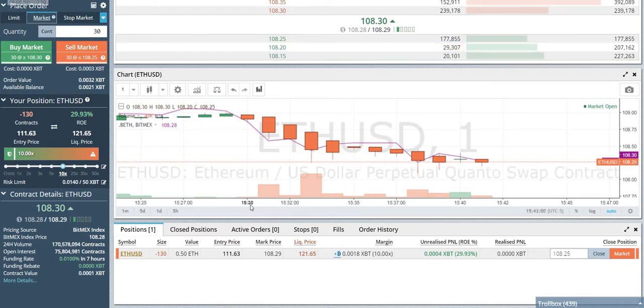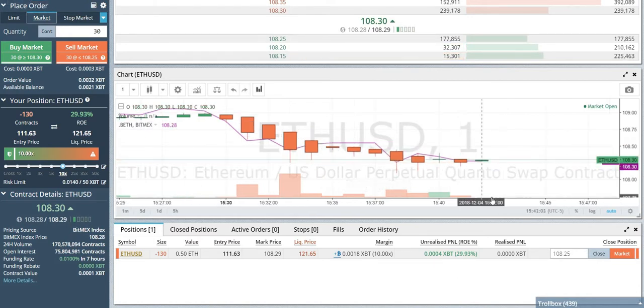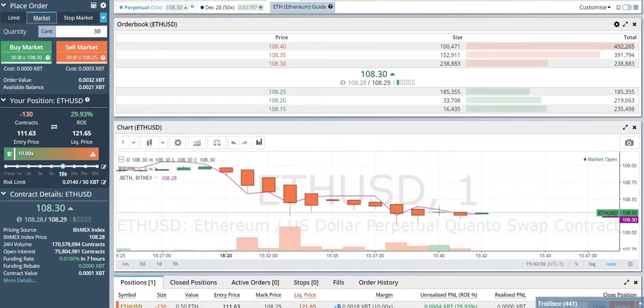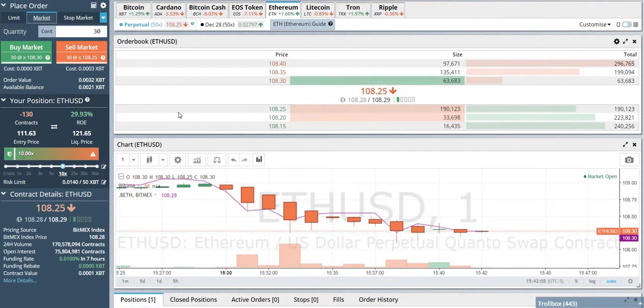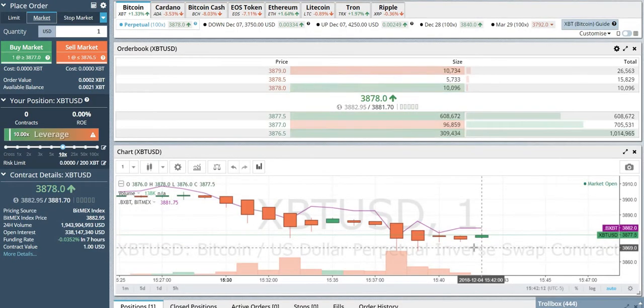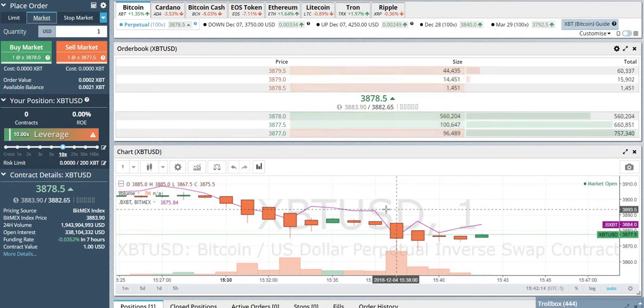So, yeah, guys, I just wanted to bring you this. I wanted to show you these live trades. And I only do Ethereum. I don't touch Bitcoin, even though it looks exactly the same, because Bitcoin will destroy you. Bitcoin goes all over the place.